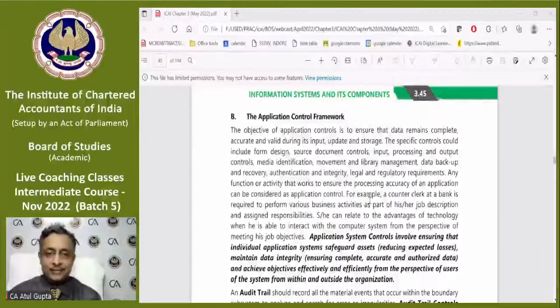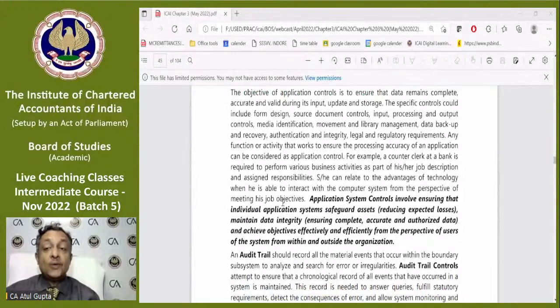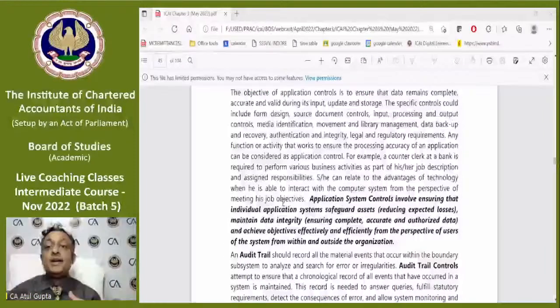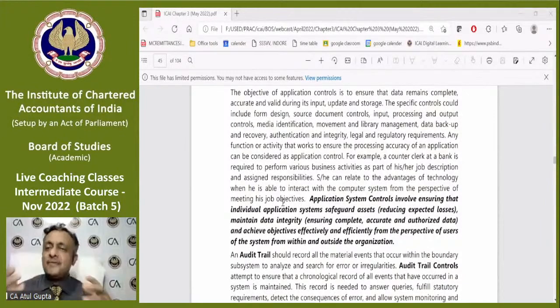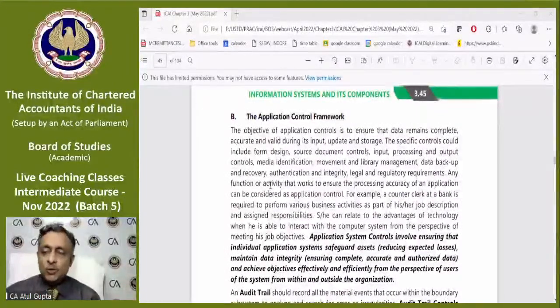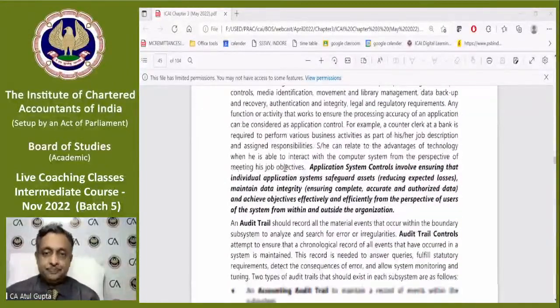Okay. Now application control framework. So this framework is for applications. Tally is an application. Word is an application. Everything that we see, visualize, and work on are all applications. None of us is working on any operating system. Those are systems. We are working on applications. Okay. So let us read a few lines from this paragraph, and then we'll go to the components of this.